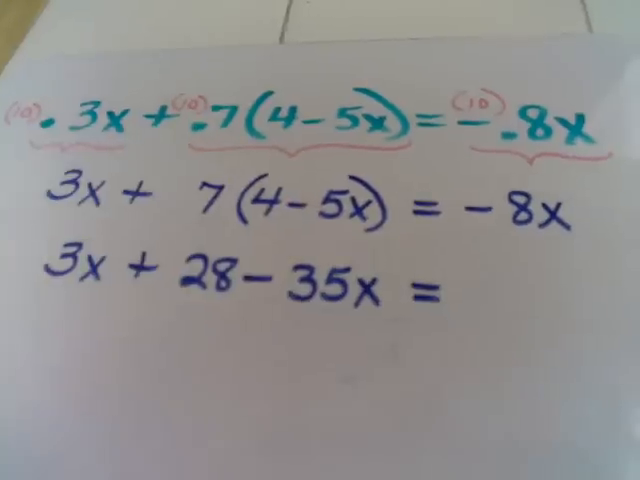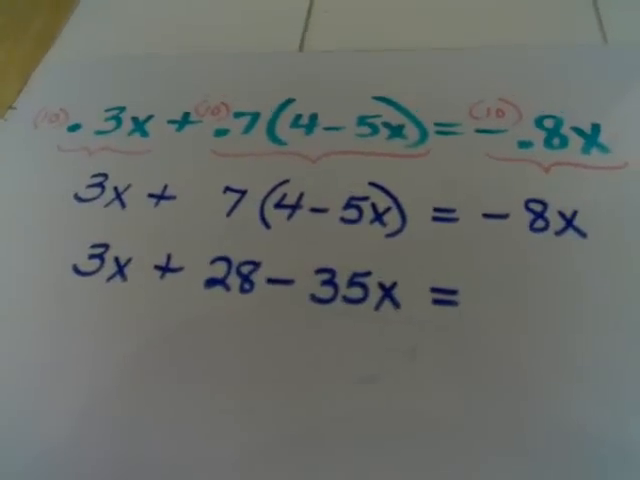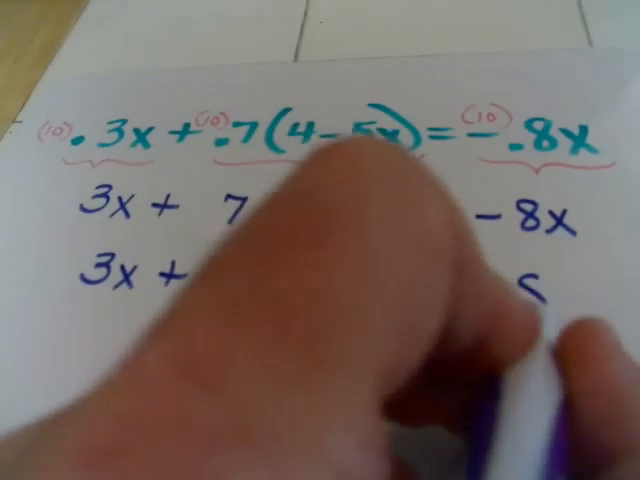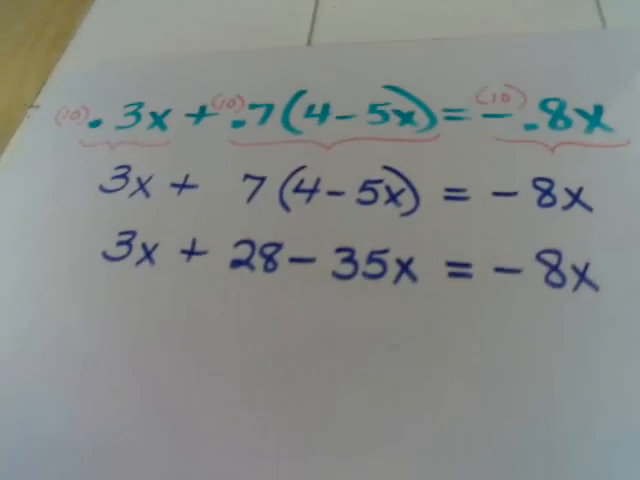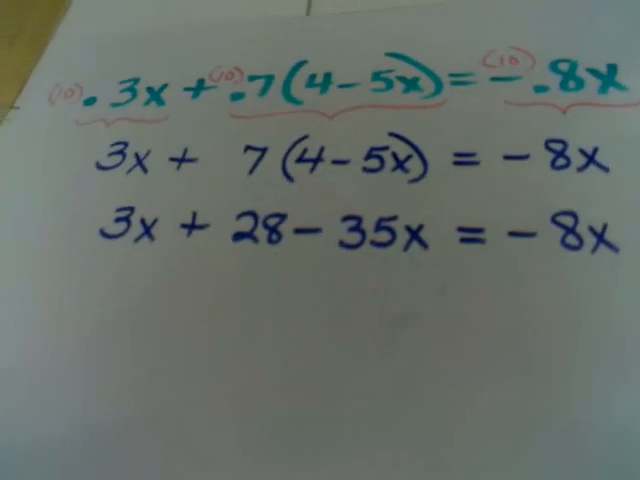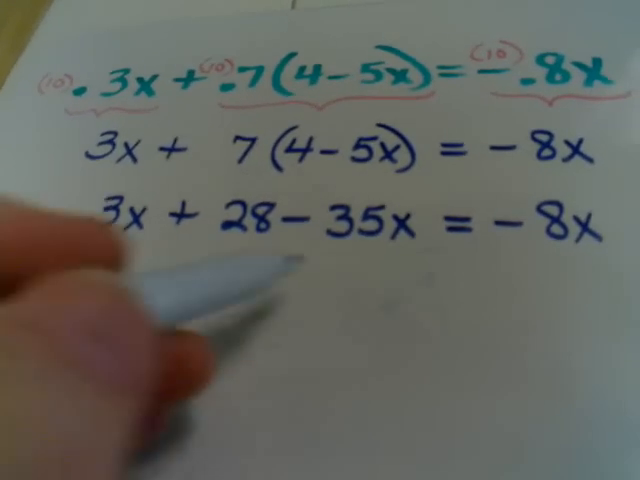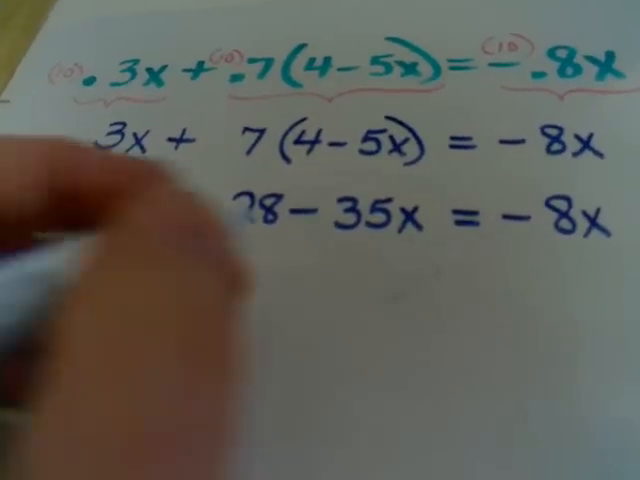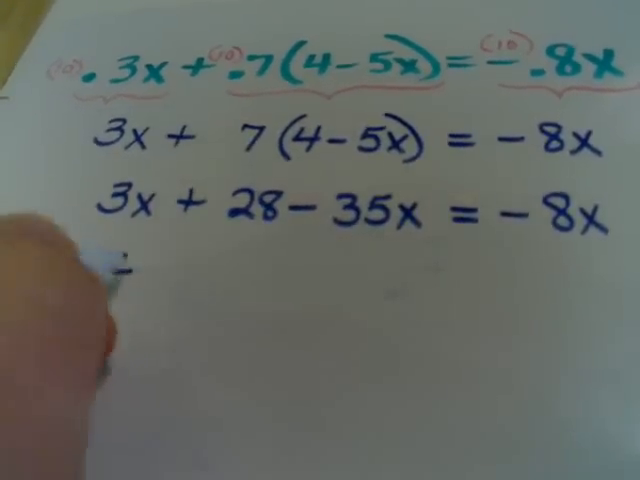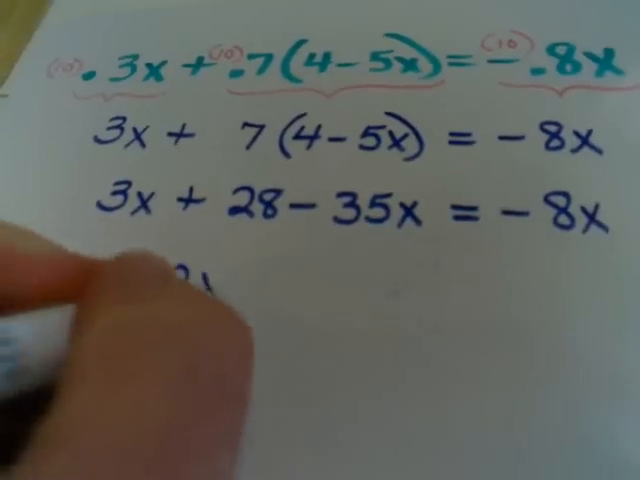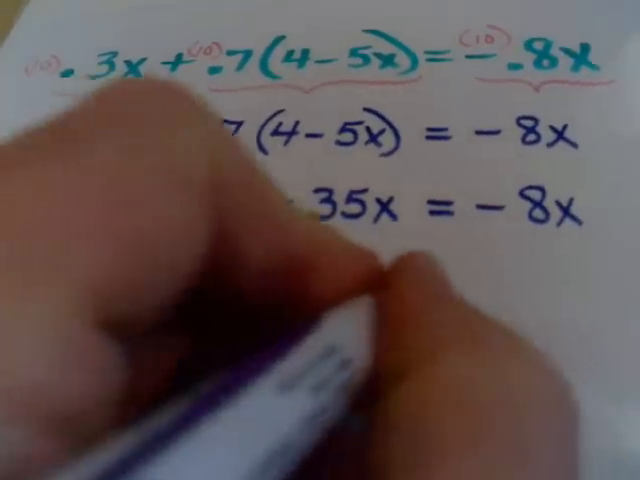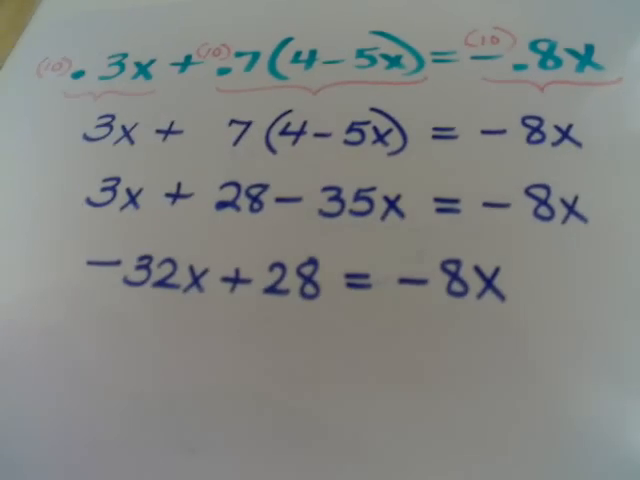I'll preach to you like I do my own students. Watch your signs. Be so careful when you're distributing and when you're collecting like terms. It's one of the main problems in algebra, people that drop their signs or mess them up. On the left-hand side of my equation, when I collect like terms, the 3x minus 35x becomes the opposite of 32x, plus 28 is equal to the opposite of 8x.